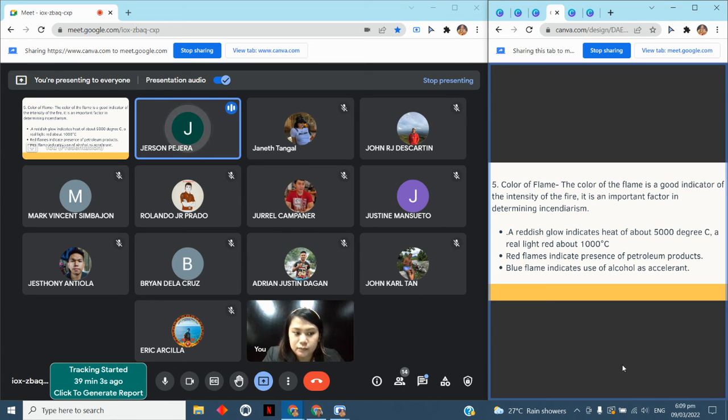It is an important factor in determining an incendiarism. A reddish glow indicates heat of about 5,000 degrees Celsius. A real light red, about 1,000 degrees Celsius. Red flames indicate presence of petroleum products. Blue flame indicates use of alcohol as accelerant.